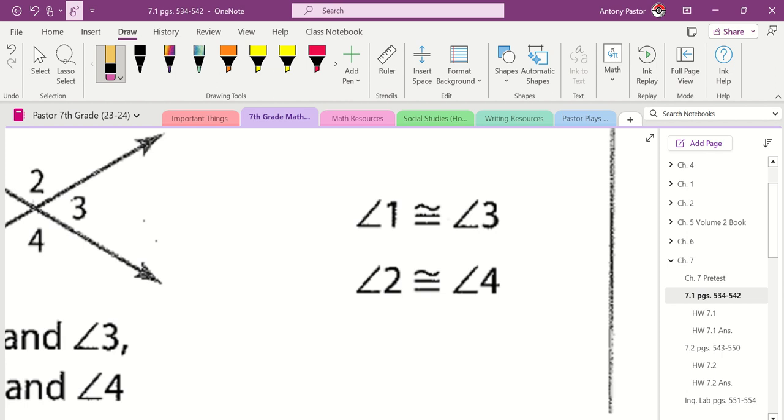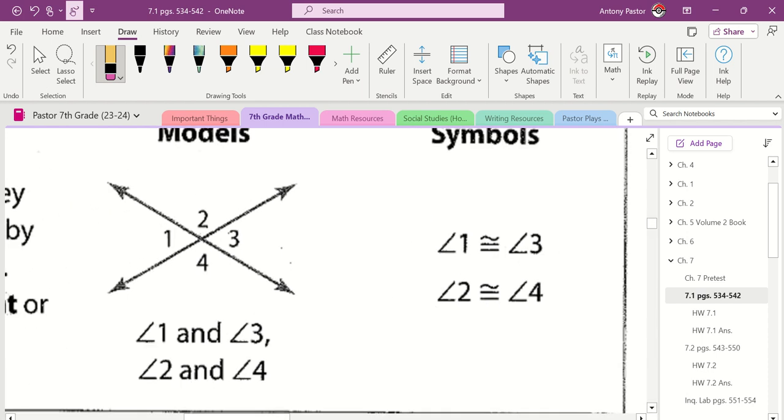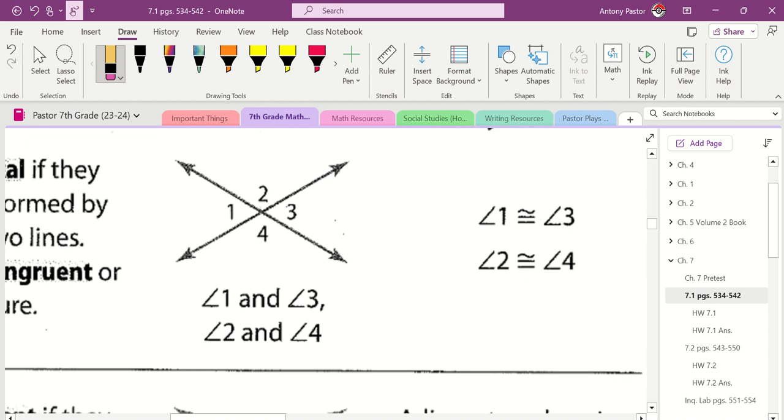Congruent means that the 2 angles are the same measurement or the same value. So the value of angle 1 equals angle 3.